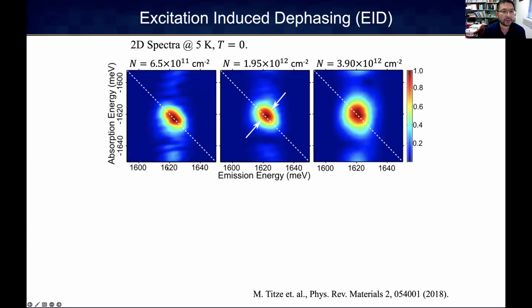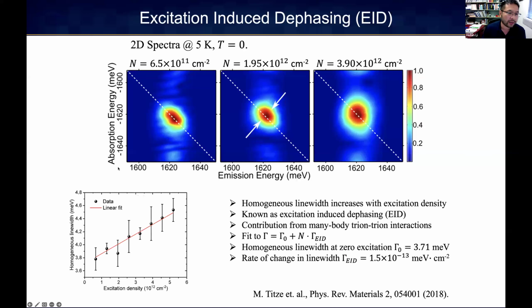Now, if we do this with different power, then you can see the excitation-induced dephasing effect as you increase the laser power. So the line width changes when the laser power increases. But we can extract the homogeneous line width at different laser powers. And then if we plot them, you can see how this changes with the laser power. Then we can fit this with a straight line so that we can extrapolate the homogeneous line width at zero excitation density, or at zero laser power, right?